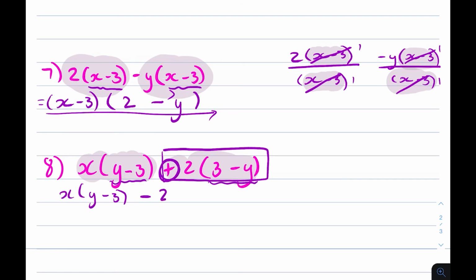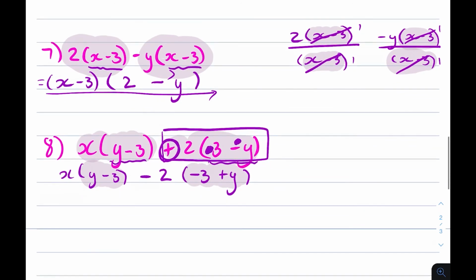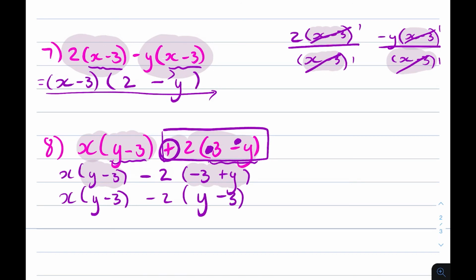Once you do that, the 2 then stays there. But what's going to happen is the inside parts will also change. This was a positive 3, so now it will be a negative 3. And this was a negative y, now it will be a positive y. So what you actually do now is you will see that these 2 brackets are exactly the same. I'm just going to rewrite them a bit so it looks better to my brain. So this is still x and then y minus 3 in brackets, minus 2. The negative 3 I'm going to keep at the end and the positive y at the start there.